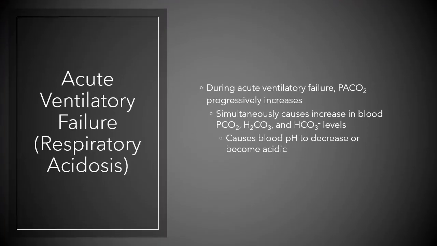Respiratory acid-base disturbances include acute ventilatory failure, or respiratory acidosis, which it is more commonly called. You should know both names. During acute ventilatory failure, the PACO2, or alveolar CO2, progressively increases, which in turn causes an increase in blood PaCO2, bicarb, and carbonic acid. This causes the blood pH to drop or become acidic.